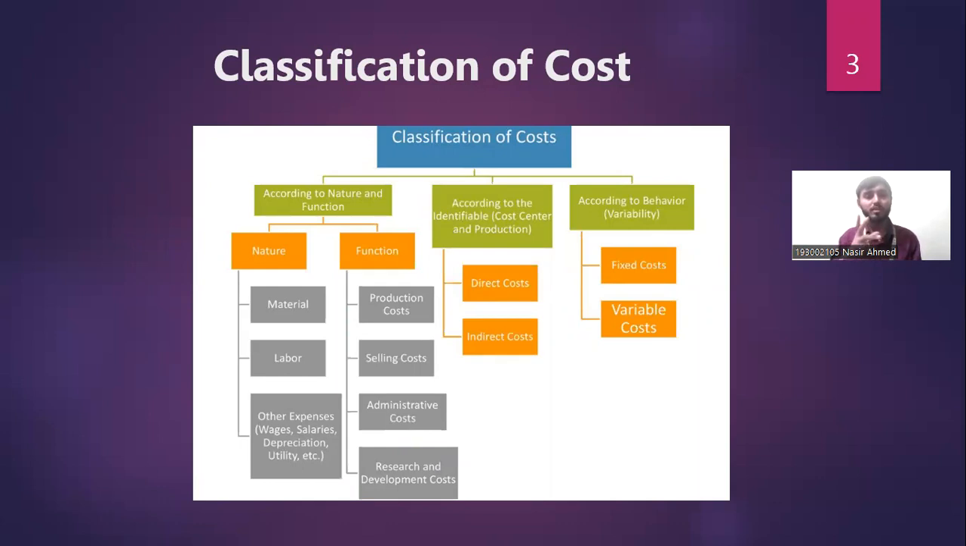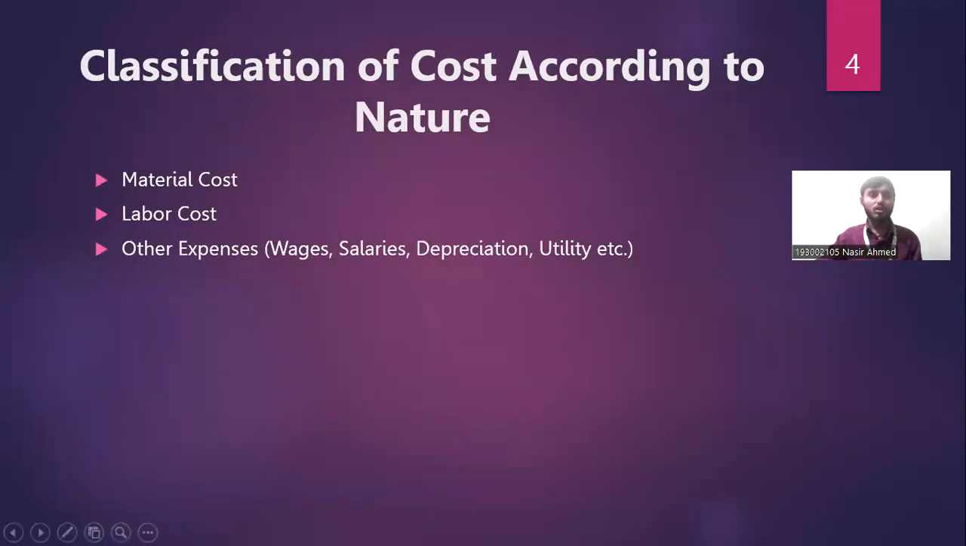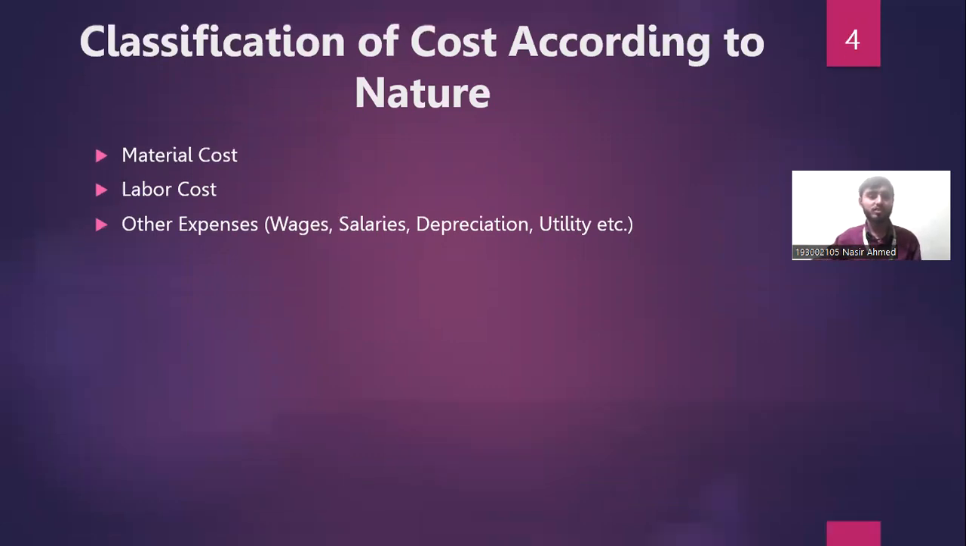They are divided into three parts: according to the nature and function, according to the identifiable, and according to the behavior. And every type is divided into many parts. Now I will discuss in detail the classification of cost. The classification of cost according to the nature is material cost, labor cost, and other expenses: wages, salaries, depreciation, utility, etc.